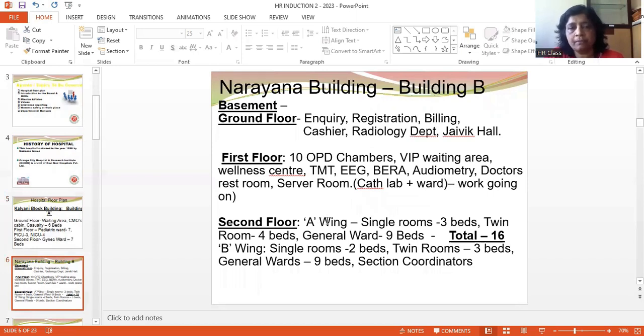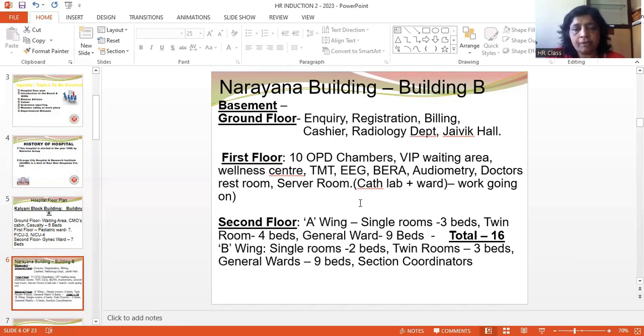Narayana building, which is called building B. At the basement, we have some work going on. Ground floor, we have the inquiry registration counter, billing counter, the cashier, then the radiology department and Javik hall. Moving on to the first floor, we have 10 OPD chambers, VIP waiting area, the wellness center, TMT, EEG, audiometry, doctor's restroom, server room, and now the new cath lab and related ward is under construction. The work is going on.